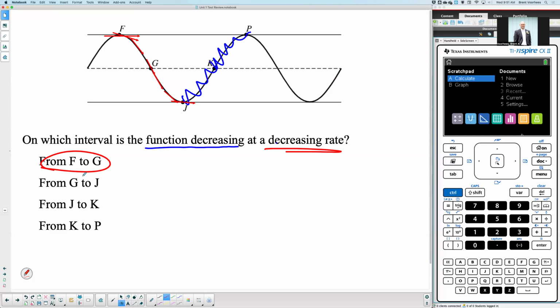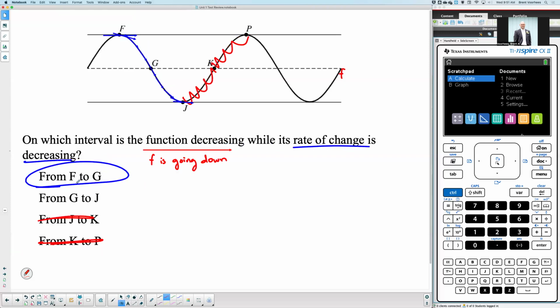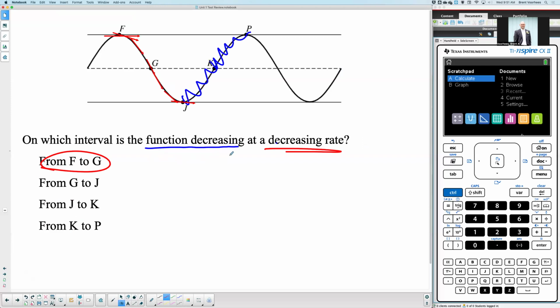So this is the same thing. We've had an F to G. I'm going to go backwards. When we had F to G, the function's decreasing while its rate of change is decreasing. They will condense it in the future to just say this: the function is decreasing at a decreasing rate. It's still two pieces of information. Separate them and you'll get the answer.